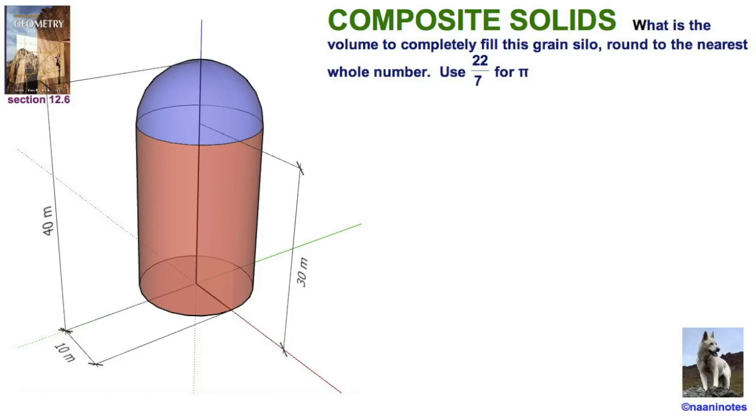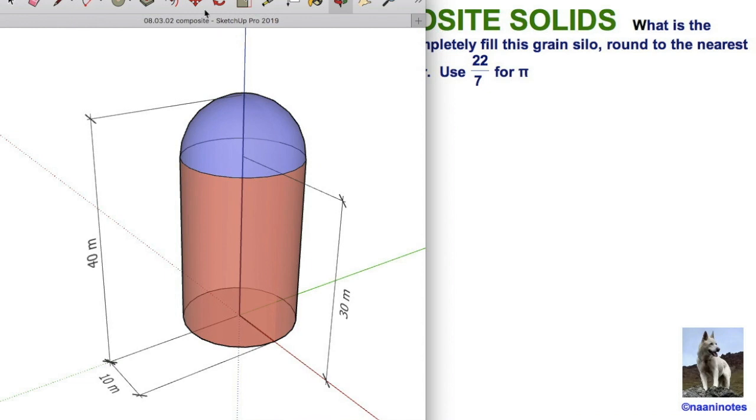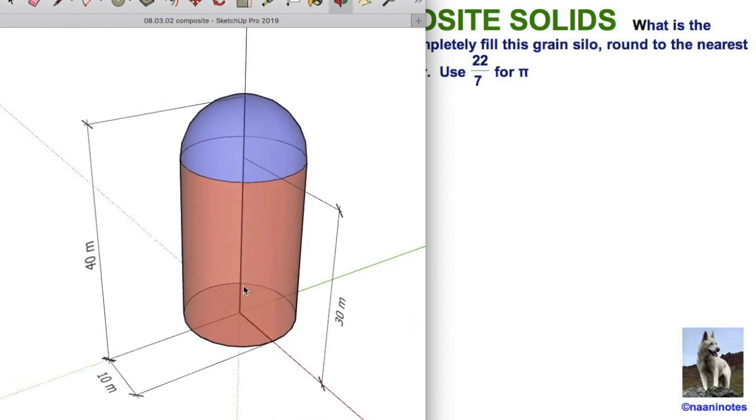Oh, the old silo problems. I love the silo. We drew it in SketchUp. I don't know that we need to bring this out, but there are a couple things I want to point out on the silo. You'll always get these problems and you'll be given a diameter. Remember, the radius of the cylinder is the same as the radius of the sphere, the hemisphere that is.